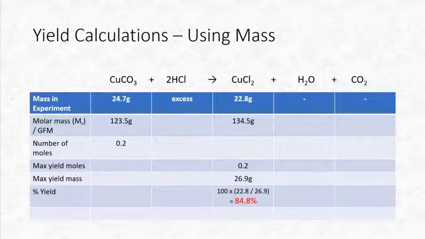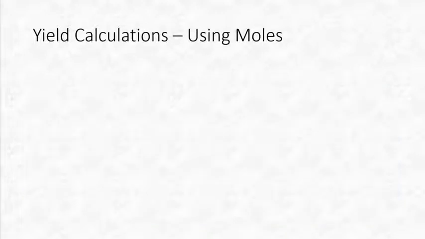But we actually got 22.8 grams. So if we divide our 22.8 grams that we achieved by 26.9, the maximum, and multiply by 100 to make it into a percentage, we get 84.8%. That's our percentage yield, doing this by the mass method.